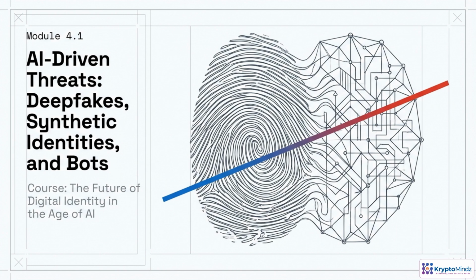Imagine a world where you can't tell if the person on video is real, if a customer exists, or if a user is actually a swarm of bots. That world is already here. In this module, we'll explore how AI is rewriting identity risk and what that means for how we verify and trust people online.